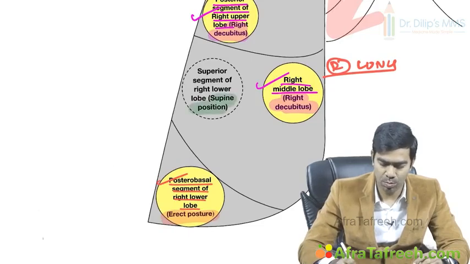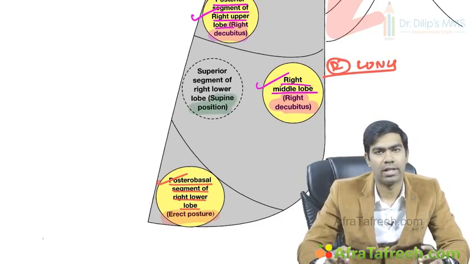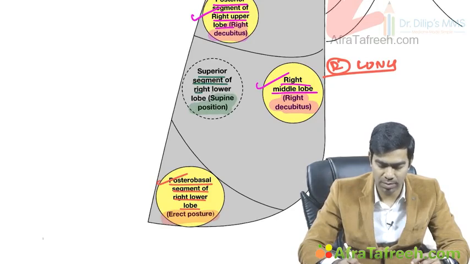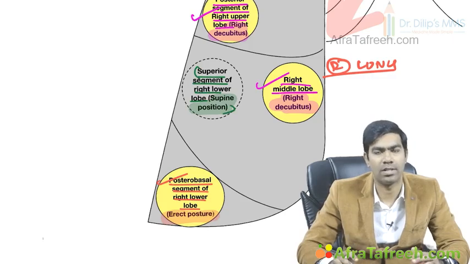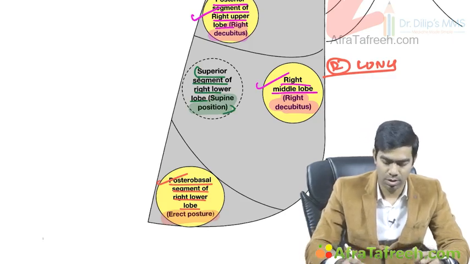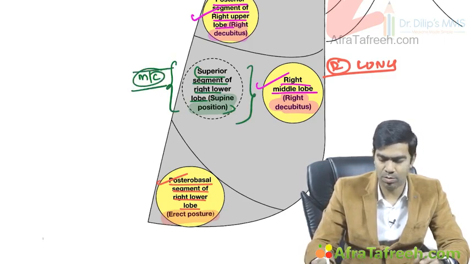When the patient is in supine position, what will be the site of aspiration? That will be the superior segment of the right lower lobe. So this is the most common site of aspiration whenever the patient is in the supine position. Overall, this is the most common site for aspiration, because most aspirations happen when the patient is in supine position only. So remember in the exam, even if you don't remember all these sites, just remember the superior segment of the right lower lobe.